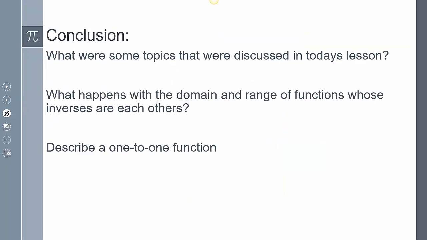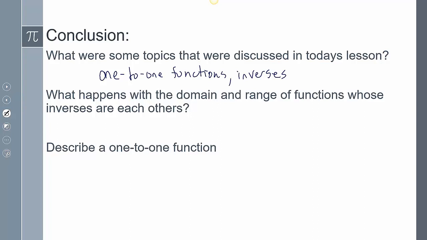Now in conclusion, what were some of the topics that we discussed in today's lesson? We talked about one-to-one functions. And we talked about inverses. Now what happens with the domain and the range of functions whose inverses are each other's? Well, if we have functions that are inverses of each other, then the domains and the ranges are going to switch. And then try and give this one a shot.